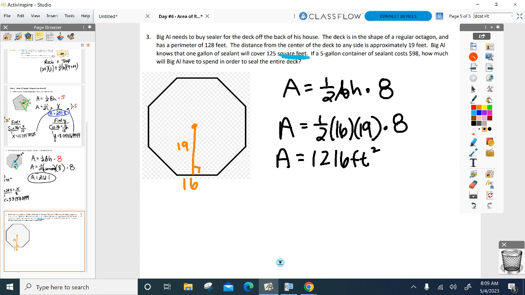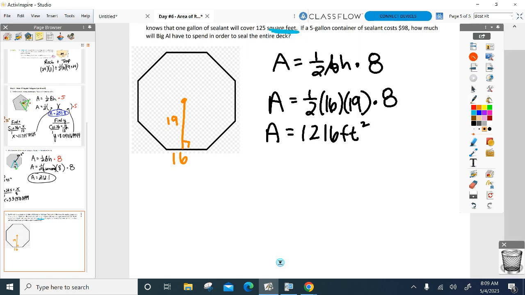He knows that 1 gallon covers 125 square feet. So I'm going to need to know how many gallons I need now. How many gallons of sealer am I going to need if I have 1,216 square feet and a gallon covers 125 square feet? Now, again, we talked about this 2 days ago. Don't guess what to do with the 125. Do I multiply? Do I divide? Which one? Don't guess. Write a proportion.